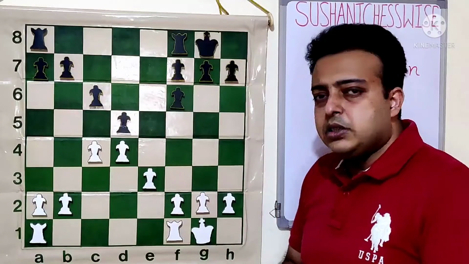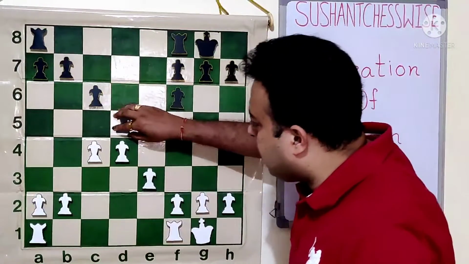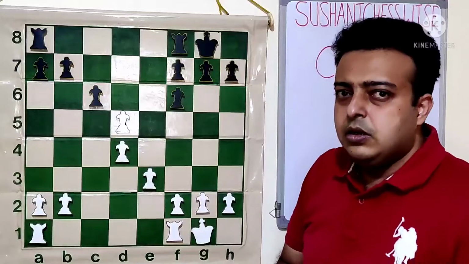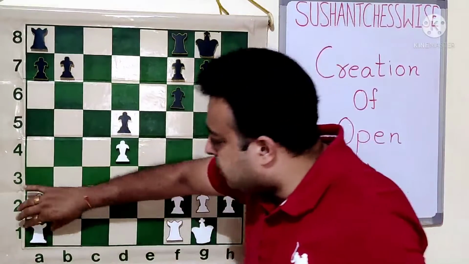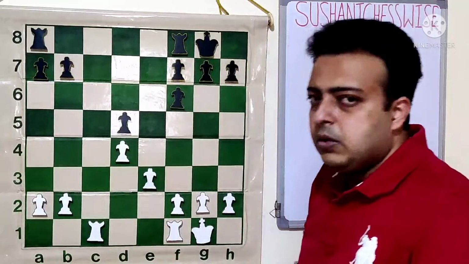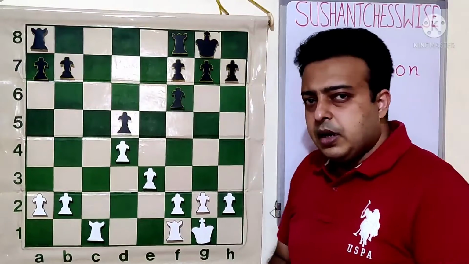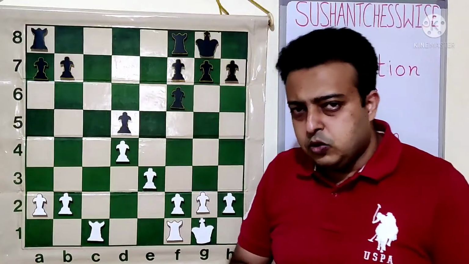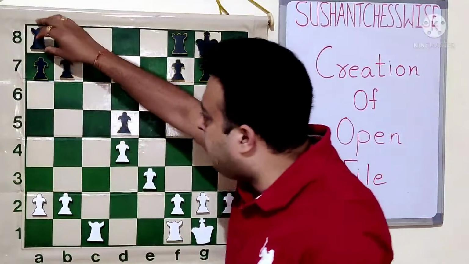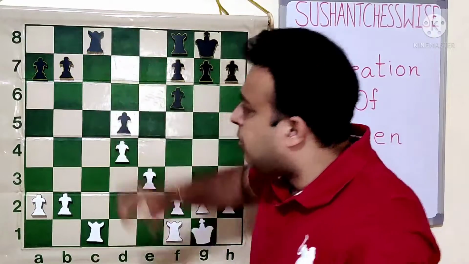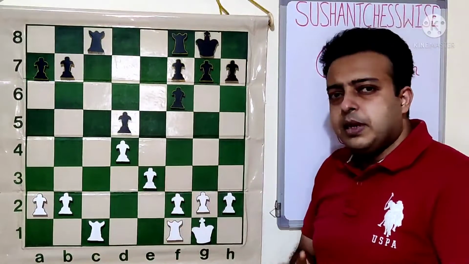One of the simplest ways to get an open file is exchange of pawns in the center. So pawn takes pawn, and white gets the rook to c1. This is a fairly simple case. We are not going to go into too much detail. The fight is going to take place on the open file. Black played rook c8, and here white has many means.